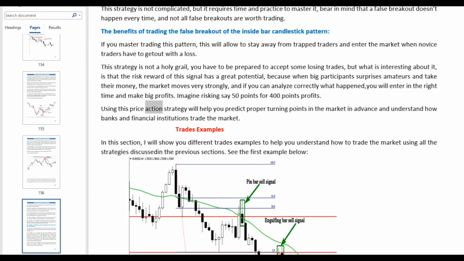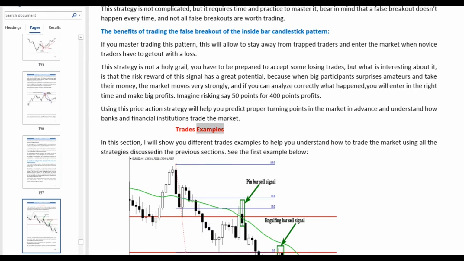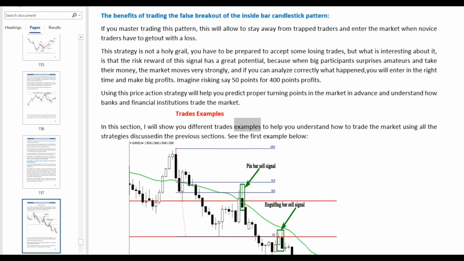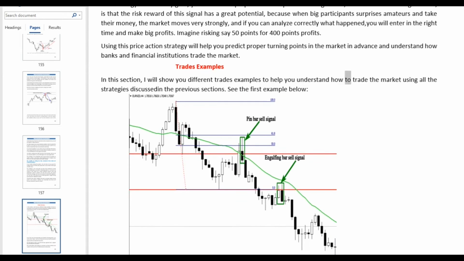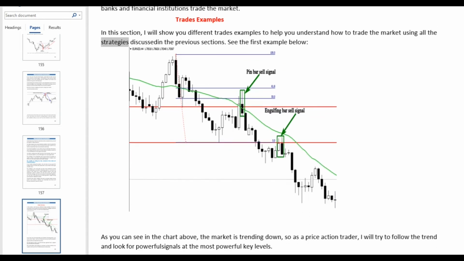Using this price action strategy will help you predict proper turning points in the market in advance and understand how banks and financial institutions trade the market. Trade examples. In this section, I will show you different trade examples to help you understand how to trade the market using all the strategies discussed in the previous sections.